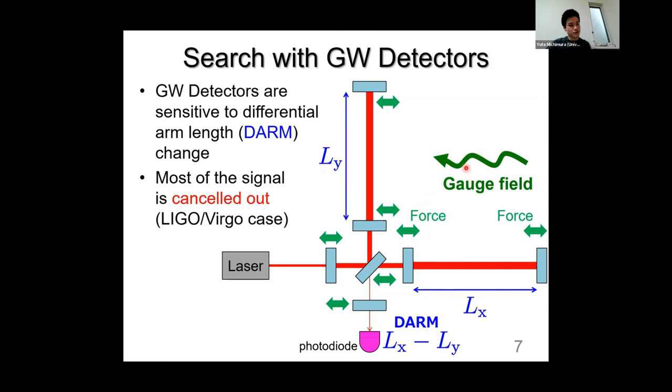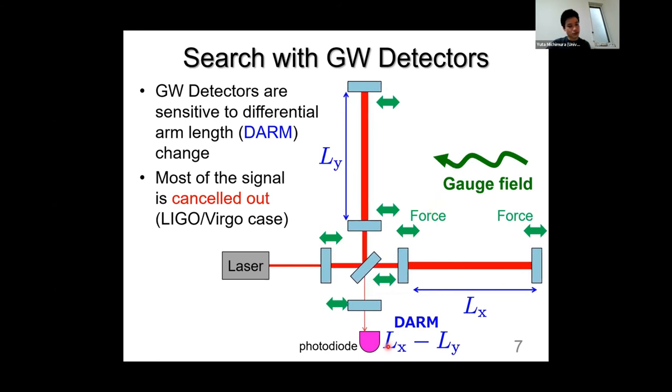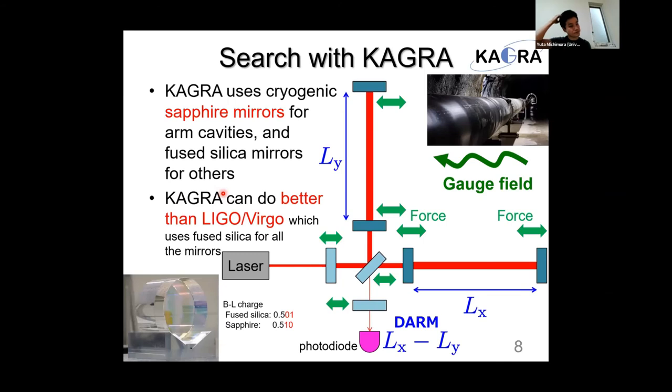But if you have a gauge field, the mirrors move like this. So they move almost in a common way. So even if you are measuring Lx minus Ly, most of the signal is canceled out. So even though LIGO or Virgo is very sensitive, the sensitivity to dark matter is pretty much canceled out. But KAGRA is different.